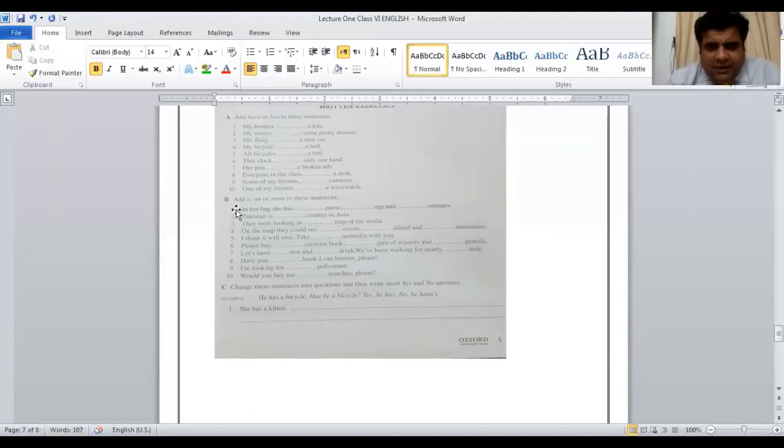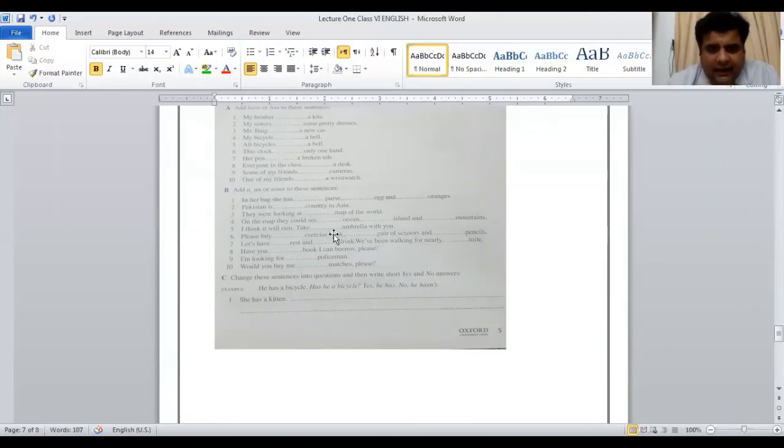Then exercise B is there, dear boys and students. Add a, an, or some to these sentences. Now here what we have to do, we have to use articles a, an, and some as well. Look, a is used for the singular, an is used for singular also, and some is used for the plural. But a is used for those words which start with the consonants, and an is used for those words which start with the vowel.